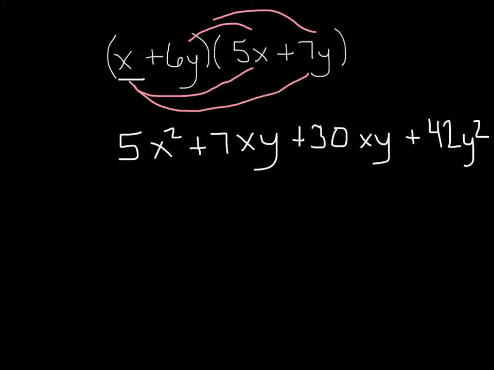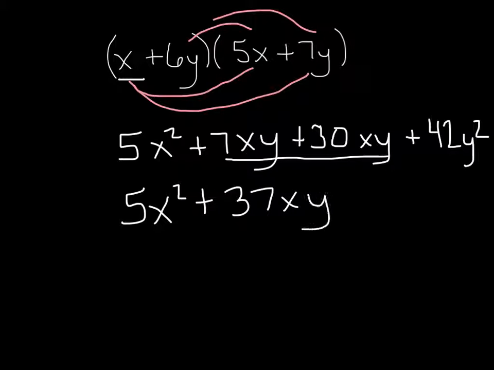So I've got this thing now, right? And I just need to look for, can I combine like terms? And surely the middle terms, sure enough, are like terms. So let's simplify, and then that's it. So 37xy plus 42y squared. And that's really all there is to it.